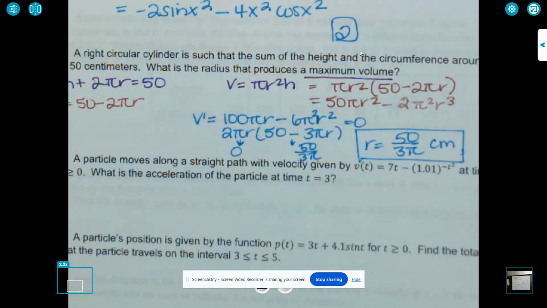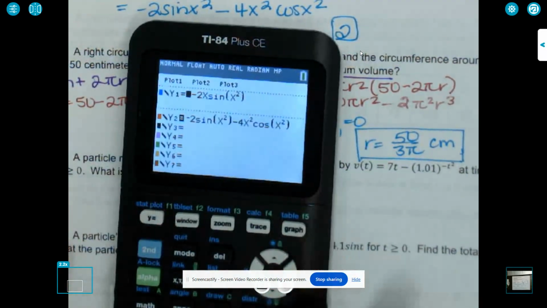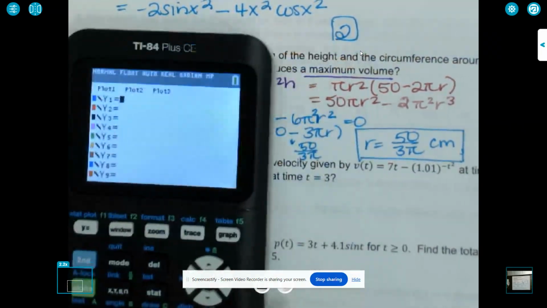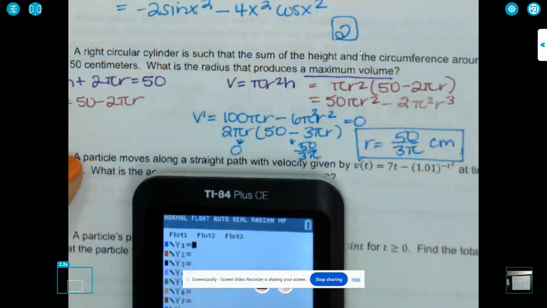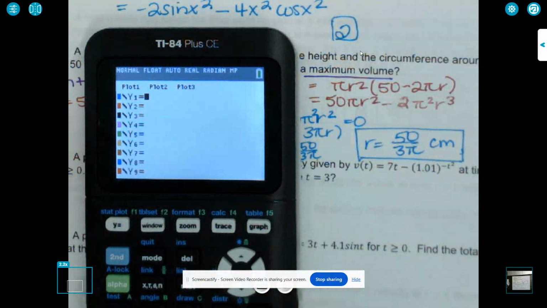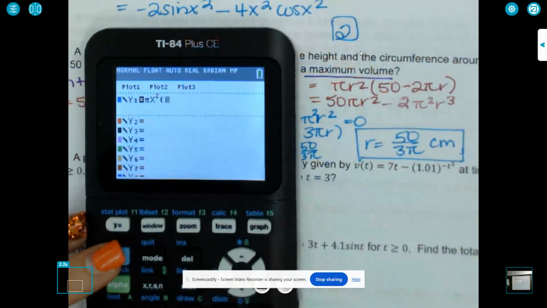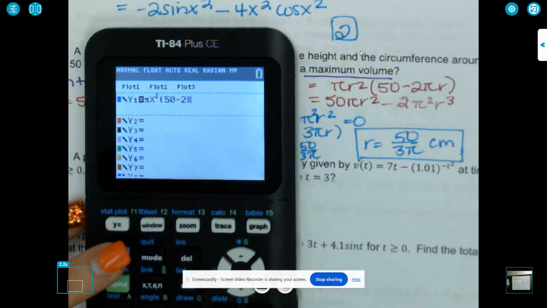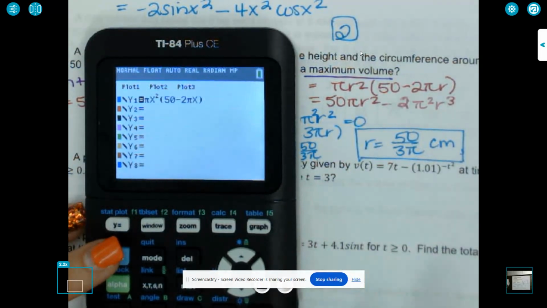All right, so we talked about it in class. You had to do the derivative, right? There were a couple people in class that did it this way. They put, right here, even just the first one, pi r squared. So we're going to use x times 50 minus 2 pi x. Okay, that's on the first one. Then I want the derivative of that.